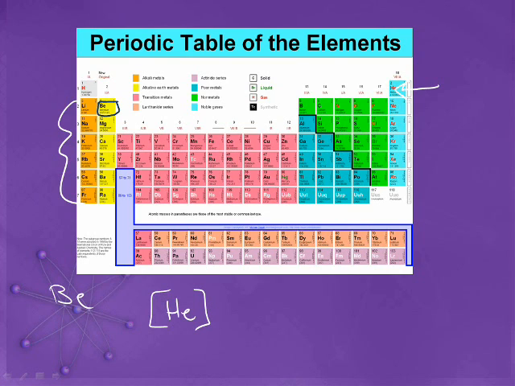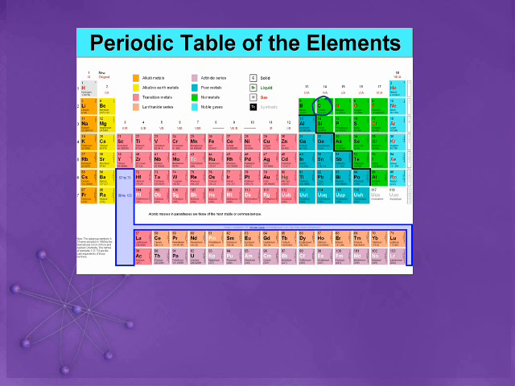Then we go to, this is the S block. What row is it in? It's in row 2, and it's 1, 2 over. So if it's in this block, it's the S block, and it's 2 electrons. There's 2 electrons in there. So that's beryllium.